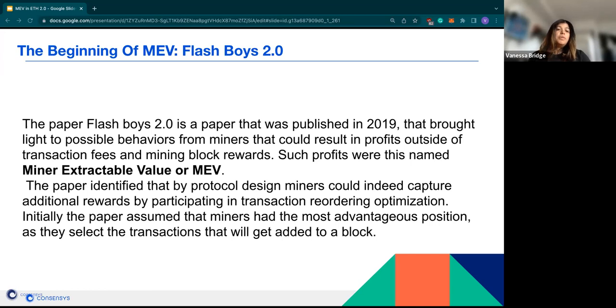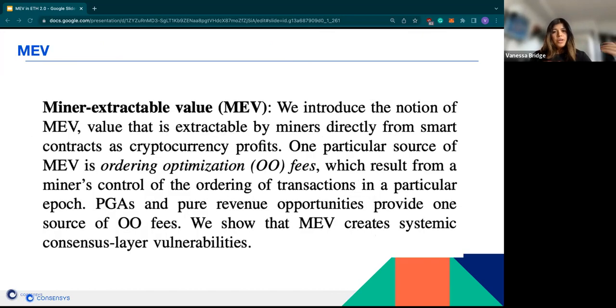And what they determined was that they could get this value or revenue by implementing certain strategies. So they called it miner extractable value. The idea being that the miners in a blockchain could strategize and reorder transactions to get the most revenue. And so this would go against users and also against the normal ordering of the protocol. And so what it was called was miner extractable value, for short MEV.